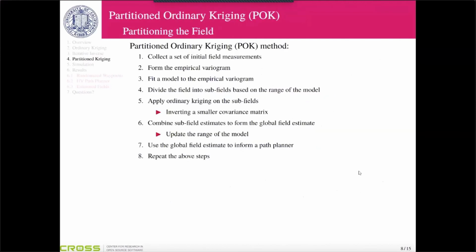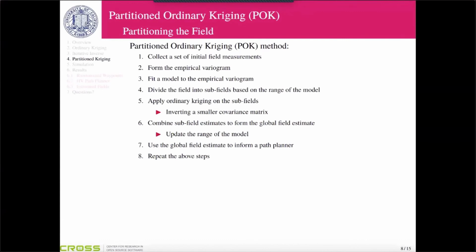Now, one of the drawbacks of having O of n squared computational complexity is that it's still growing exponentially. And so we wanted to think of a way to improve the speed of doing the spatial estimation. And one of our ideas was to partition the field so that the covariance matrix being inverted is small to begin with. And rather than trying to figure out different ways to improve matrix inversion, we opted to better use the data we have.